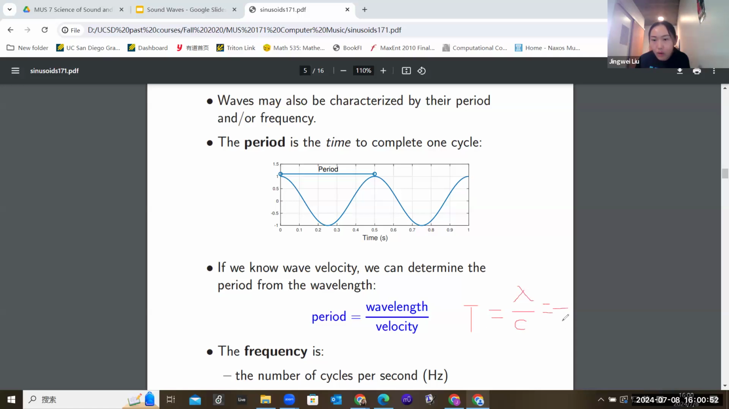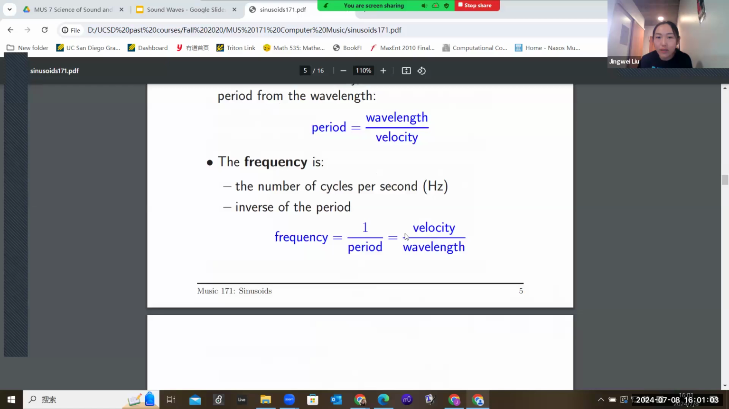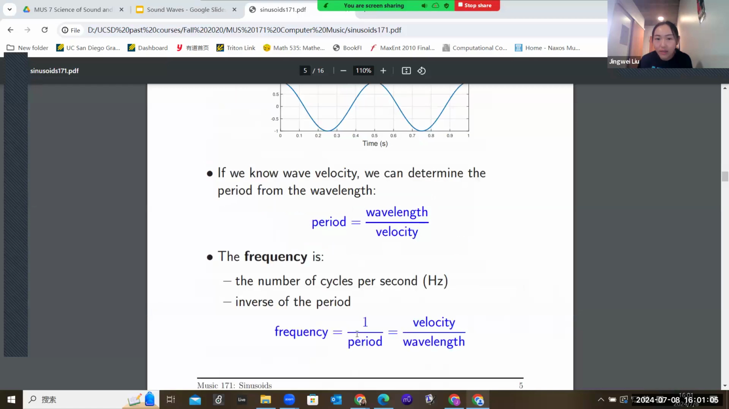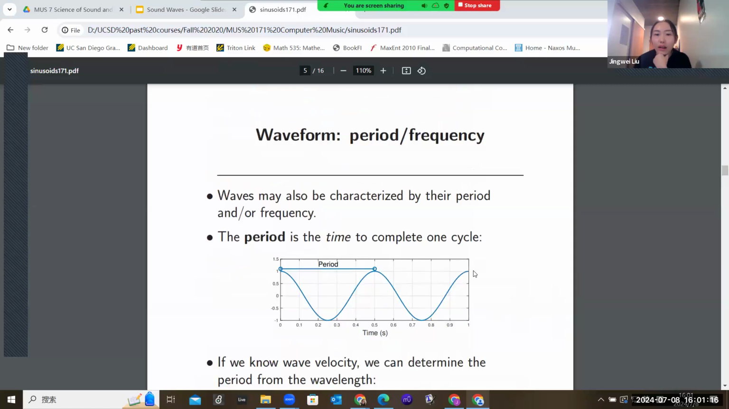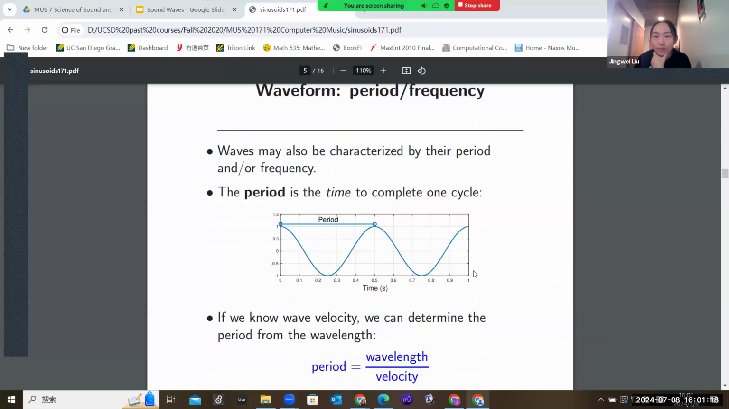And T is also the inverse of frequency. The frequency is the number of cycles per second, and this is the inverse of the period and the inverse of this expression. Any questions so far? If anything is not clear, I can give more time to explain them.